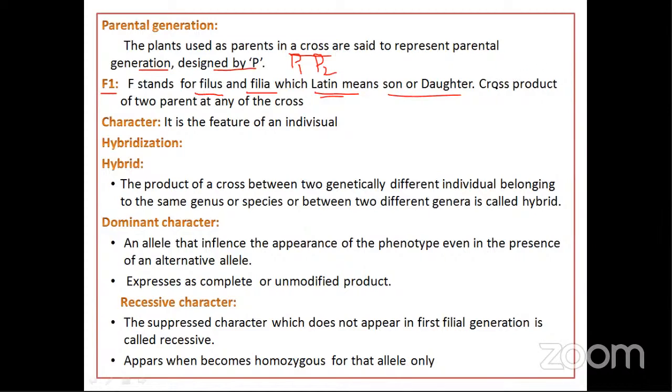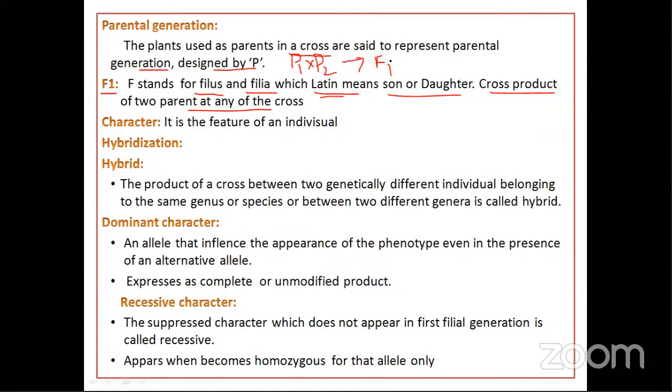It is the cross product of, the immediate cross of, any two parents. So when you are crossing P1 with P2, the progeny coming out of this cross will be called F1. P1 and P2 both are true breeding types, because they are homozygous in nature, and the F1 arising from them will be heterozygous, since P1 and P2 are different in genotypic constitution.